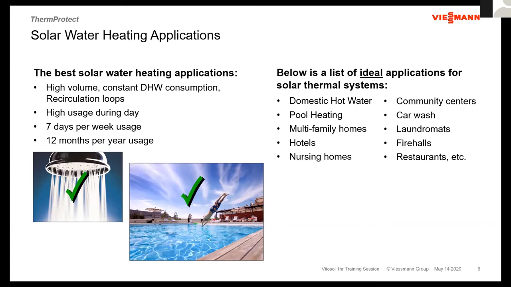So our application. Now we know how we gather it, the different types of systems, and which system Viessmann uses. The best applications are on the right-hand side, the ideal ones. If they need domestic hot water fairly consistently throughout the year. If we have a pool, that's a great application. You've got to heat that pool up. If it's an indoor or outdoor pool, we can use solar for that.